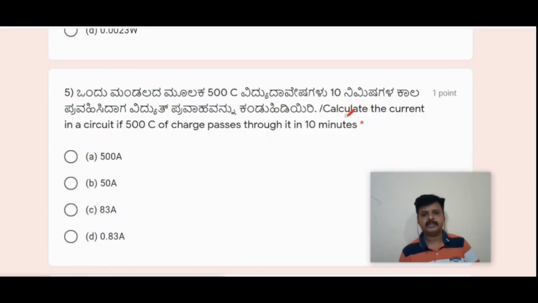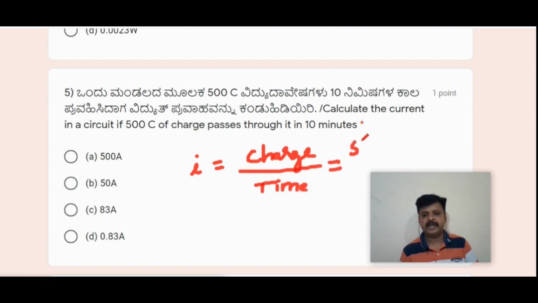Moving on to the fifth question, calculate the current in a circuit if 500 C of charge passes through it in 10 minutes. We know the relation between current, charge and time. Current is nothing but charge by time. In this question, charge is given as 500 coulombs and time is given as 10 minutes. Usually you have to convert 10 minutes into seconds. 10 minutes is nothing but 600 seconds.